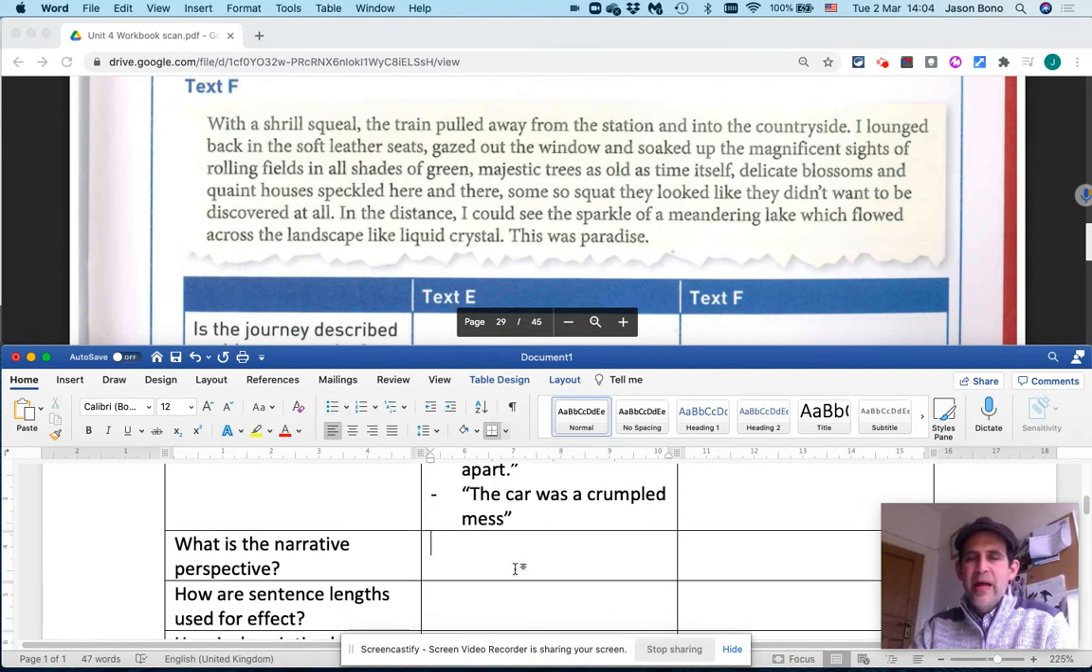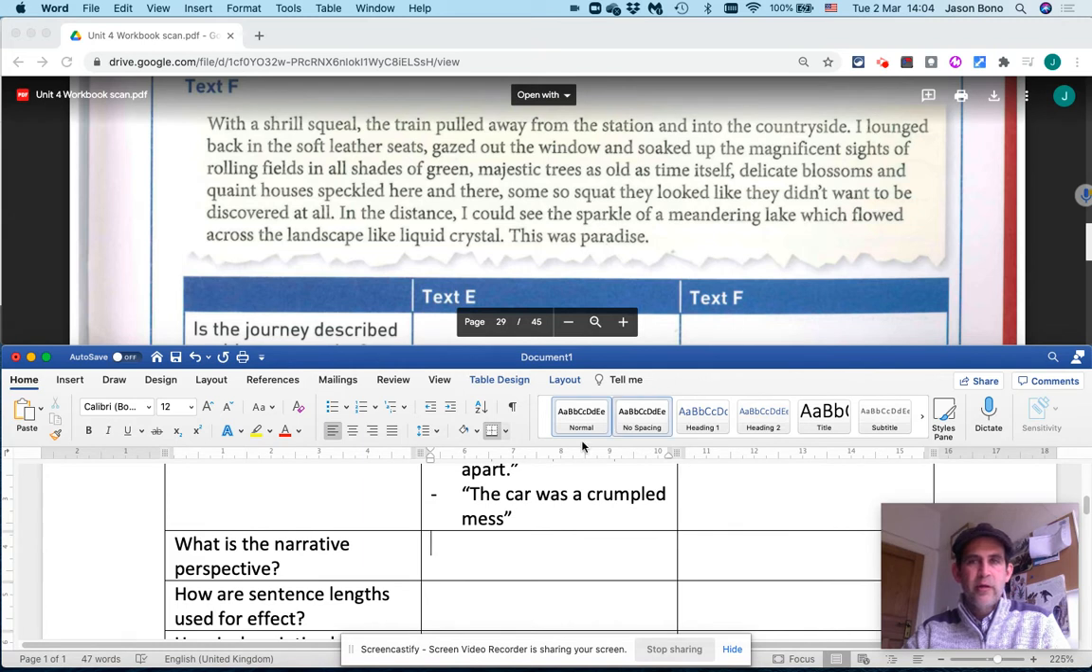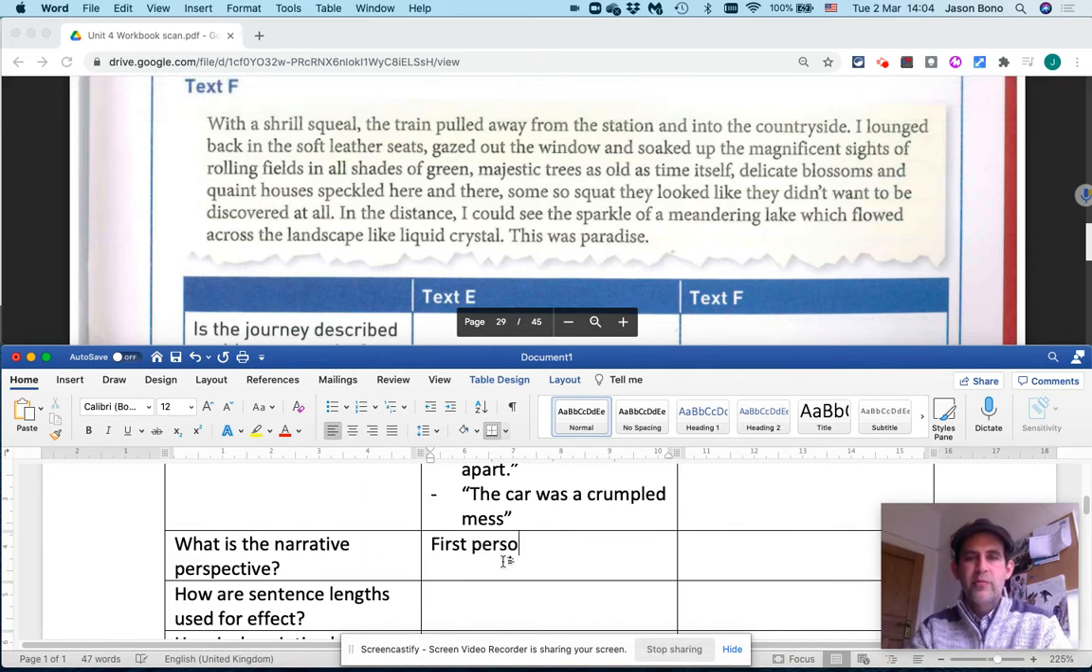What is the narrative perspective? I just want to remind you of the options. First person narrative uses the word I to talk about events from the perspective of one of the characters in the story. So here in the second paragraph, we have first person. How do we know? It says, for example, "I lounged." Whoops, excuse me, I have moved this into the wrong paragraph.